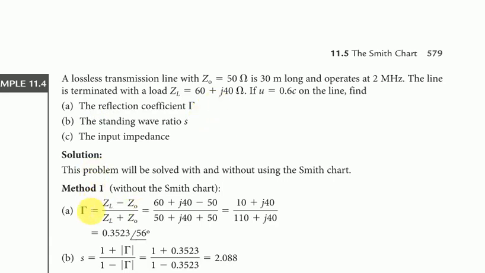So load side reflection coefficient कैसे डिफाइंड होता है? ZL minus Z0 upon ZL plus Z0. So ZL की वैल्यू दे रखी है 60 plus J40, Z0 की वैल्यू दे रखी है 50. Just solve it, you will get the value of gamma.